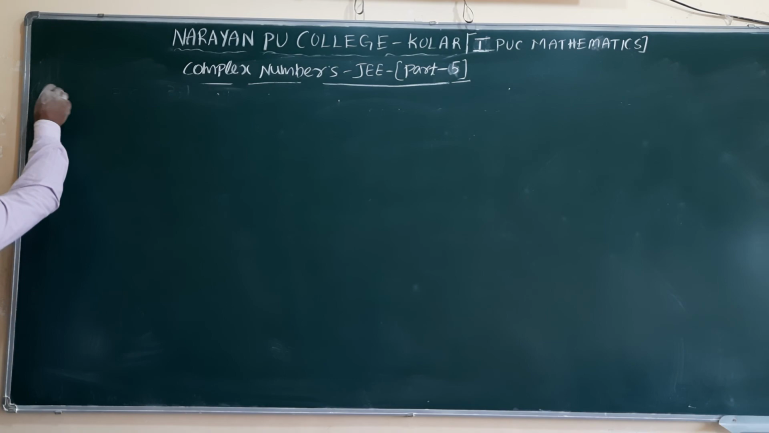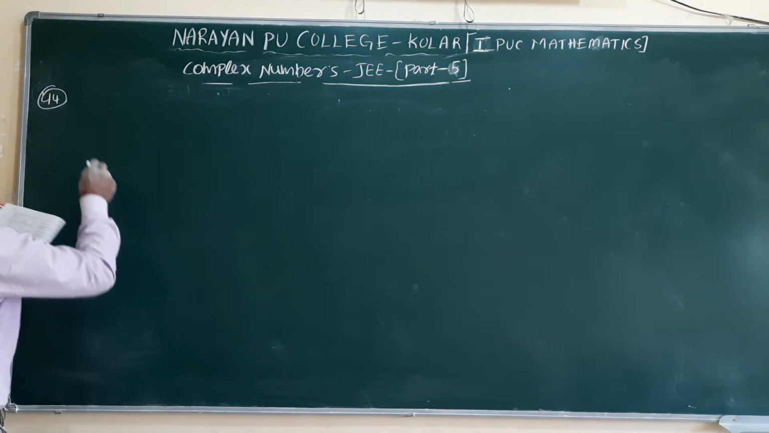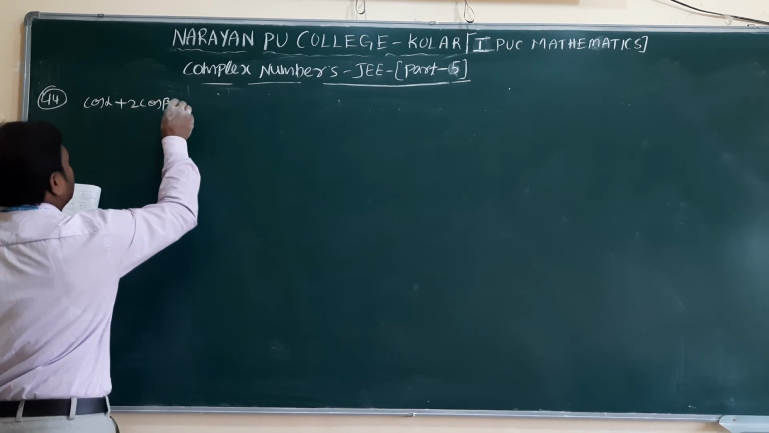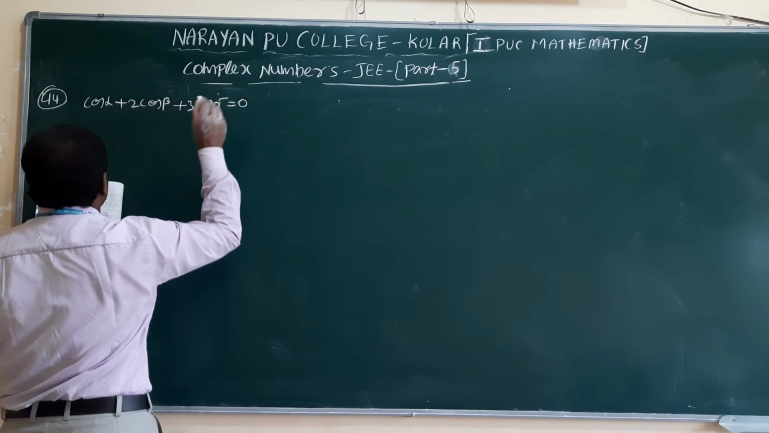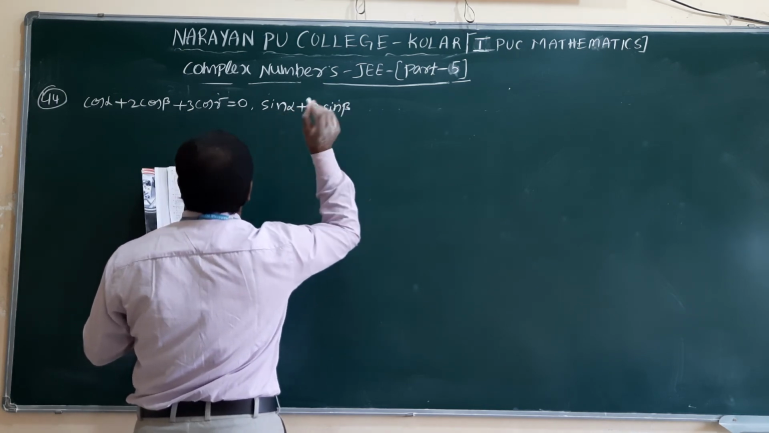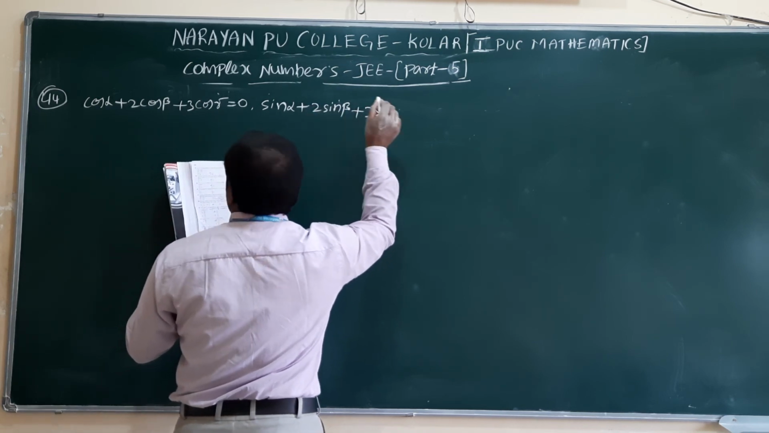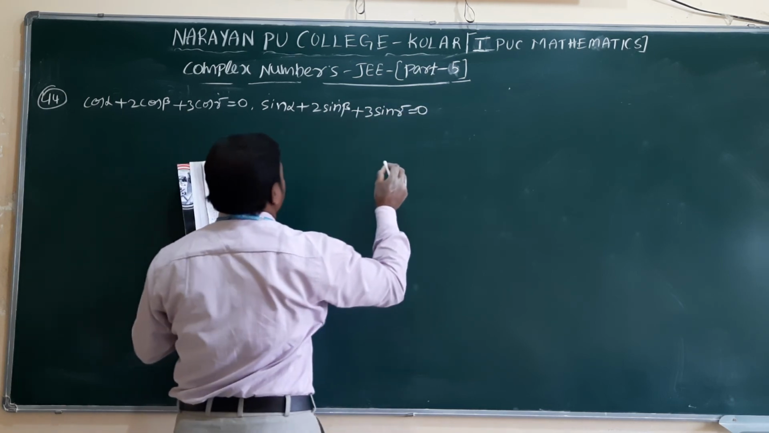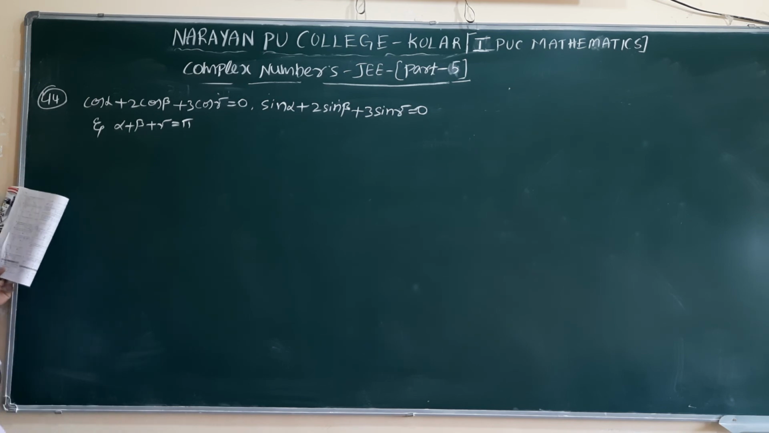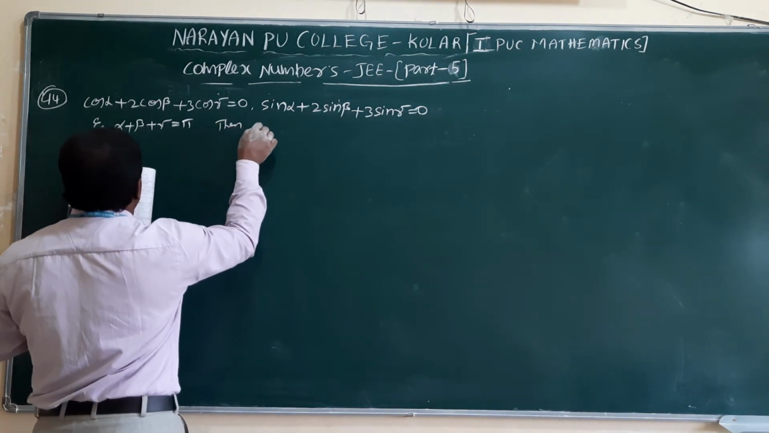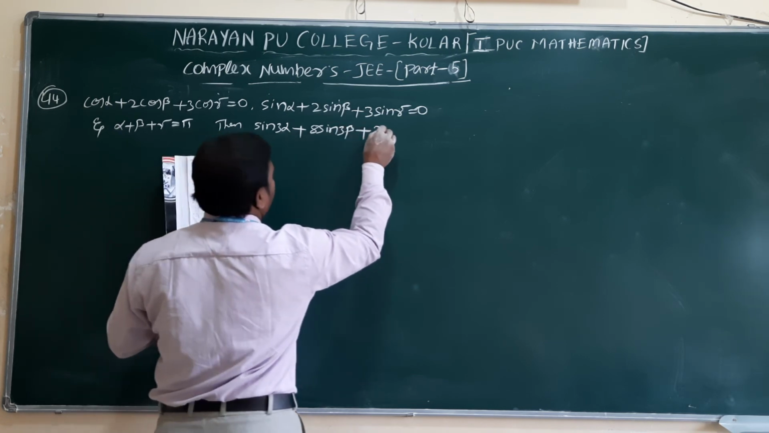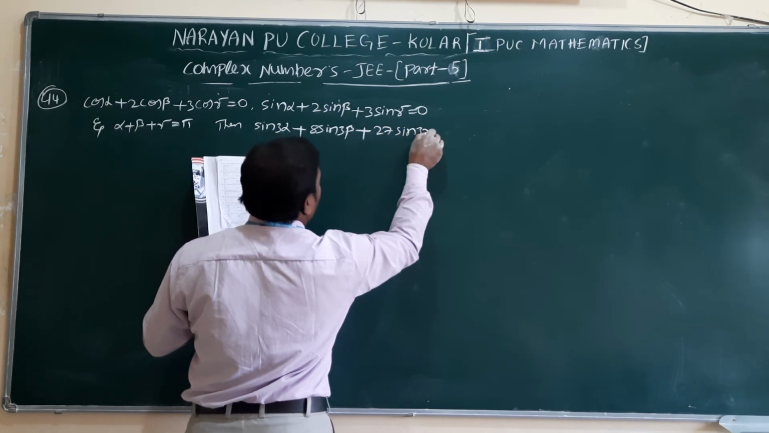Question number 44. If cos alpha plus 2 cos beta plus 3 cos gamma is equal to 0, sin alpha plus 2 sin beta plus 3 sin gamma is equal to 0, and alpha plus beta plus gamma is equal to pi, then sin 3 alpha plus 8 sin 3 beta plus 27 sin 3 gamma is equal to.